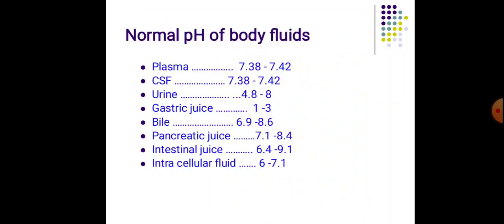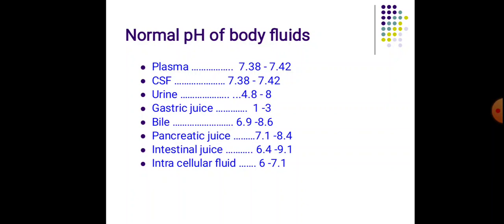The normal pH of body fluids: for the plasma, we all know that it is about 7.3 to 7.4. For the CSF, it is the same as that of the plasma. In urine, the pH can range from 4.8 to 8. In gastric juice, it is an acidic pH, that is 1 to 3.